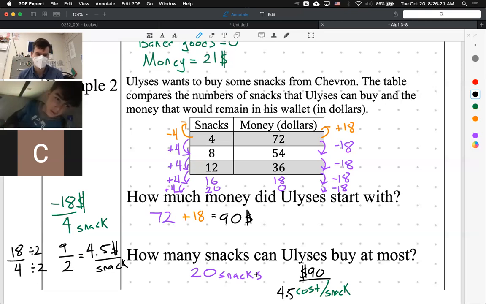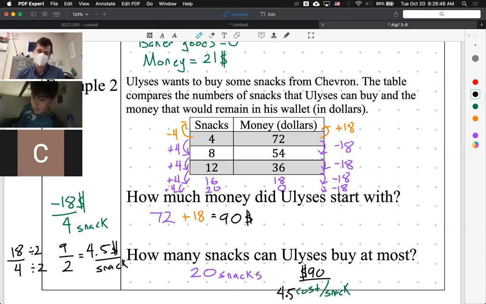Wouldn't it be negative 4.5 because you divided 4 by negative 18? You're right that our slope is negative 4.5, but if I'm just asking how much each snack costs, Chevron's not going to put a label of negative 4.5, because that means they would have to pay you money for the snack. But you're right. The slope should be negative 4.5. I agree.